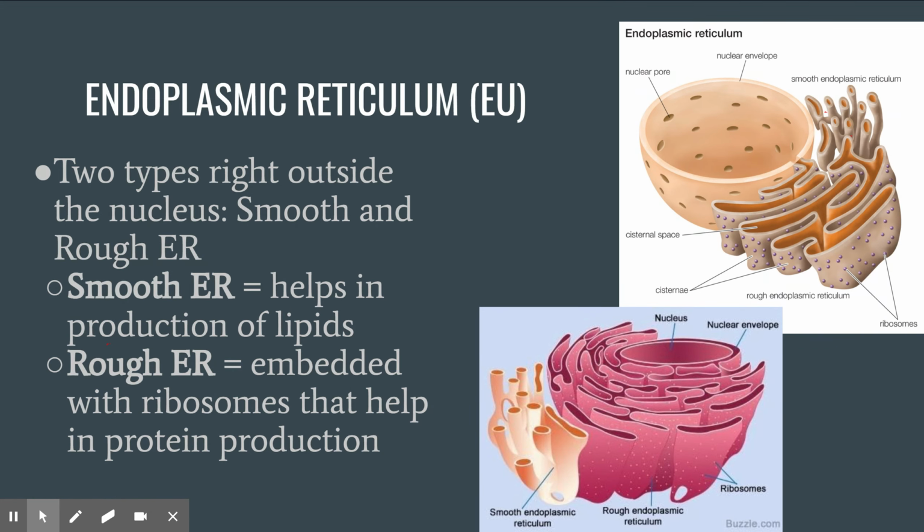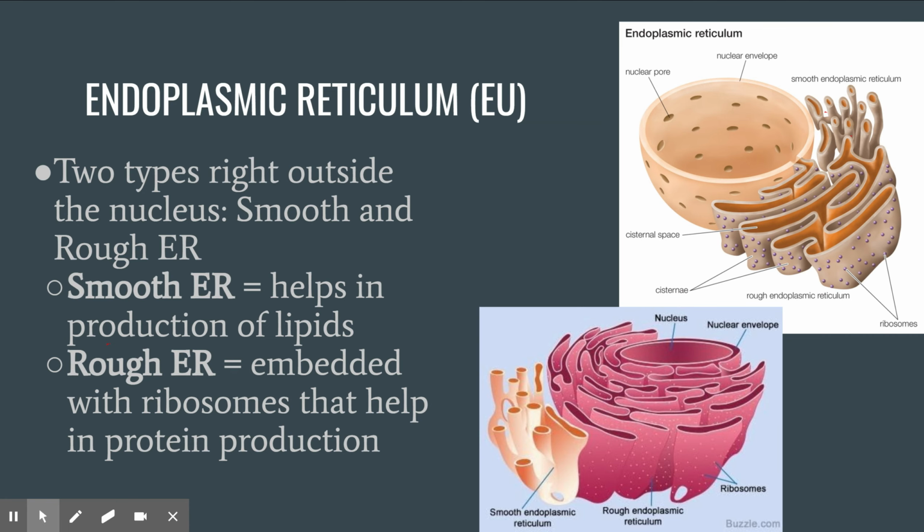The second organelle that's present in all eukaryotes is the endoplasmic reticulum. Again, that's the endoplasmic reticulum, or more frequently, the ER. There are two types of endoplasmic reticulum, which have two separate jobs, smooth and rough. The smooth ER helps in the production of lipids. So it makes lipids in the smooth ER. Versus the rough ER is embedded with ribosomes that help in protein production.